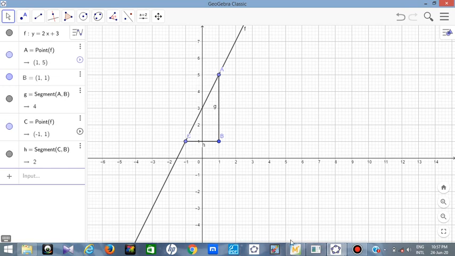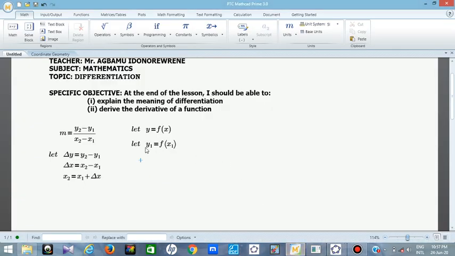So this is what I'm talking about. So take note of that. Let's just take y1 to be this. So x1 will produce y1. Also for the second function, which is y2, y2 is going to produce f of x2. So that is one thing I want you to take note of.